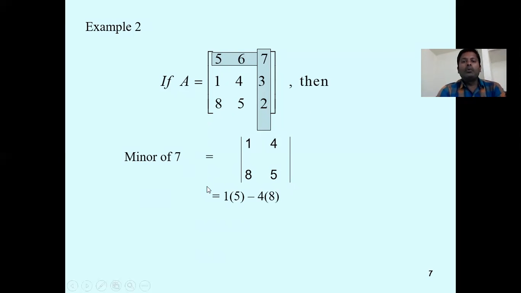Now we can find the determinant: 1 into 5 minus 8 into 4. We get 5 minus 32, which is minus 27.